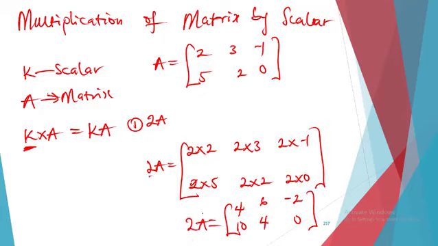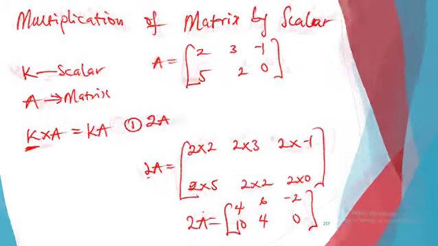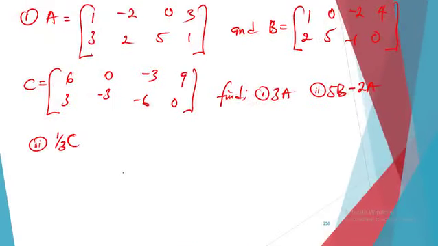Okay, that's what we mean by scalar multiplication. So let's take an example on that. We have a question here on the screen. We are given A to be equal to the matrix 1, 3, minus 2, 2, and the rest of them, and we are given B to be this. We are given the value of C to be this. We are asked to find 3A, 5B minus 2A, and then 1 over 3C.